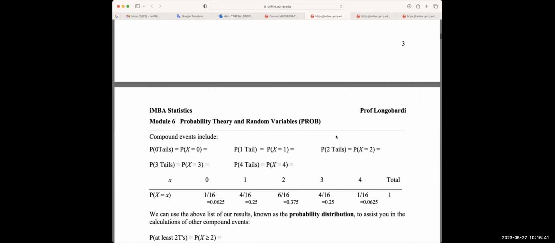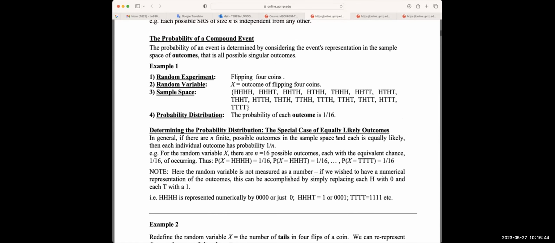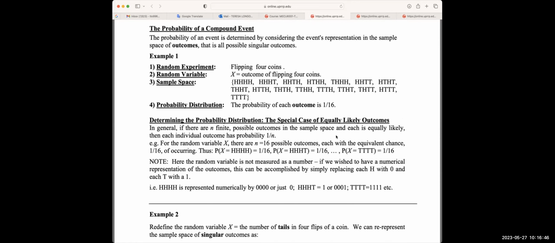Okay, so this is my first example: looking at the experiment of flipping 4 coins, not just 1, but 4, and the possible outcomes. Now, here is the sample space of the outcomes. So there's a discrete number of possible outcomes. There are 16. The H represents the head turning up, and the T represents the tail turning up. And that's the possibility of all results there.